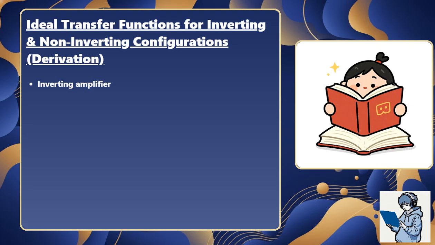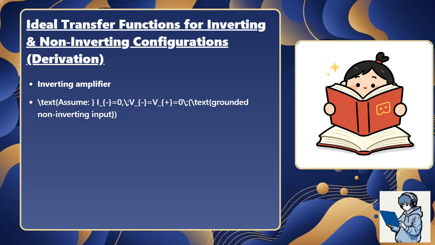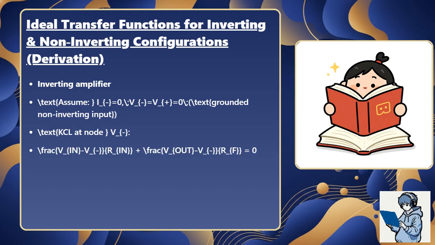Inverting amplifiers: assume I minus equals 0, V minus equals V plus equals 0, grounded non-inverting input. KCL at node V minus: (V sub in minus V minus) divided by R sub in, plus (V sub out minus V minus) divided by R sub F equals 0.